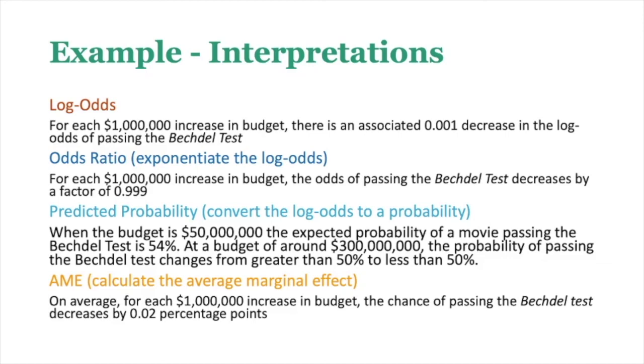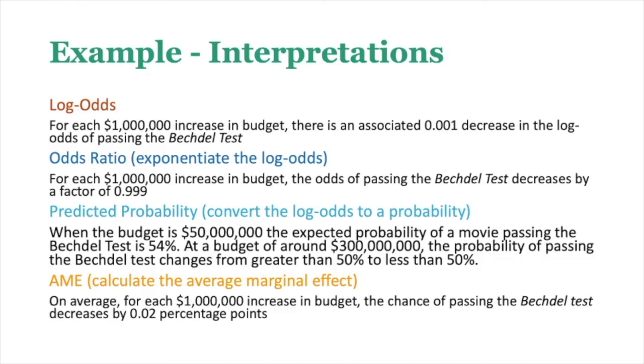Then the AME, which I think is the most interpretable, but sometimes oversimplifies the situation. We would say on average for each $1 million increase in budget, the chance of passing the Bechdel test decreases by 0.02 percentage points. In other words, the probability decreases by 2%. So if we were at 50%, if we increase our budget by $1 million, then the chance of passing the Bechdel test decreases to 48%.